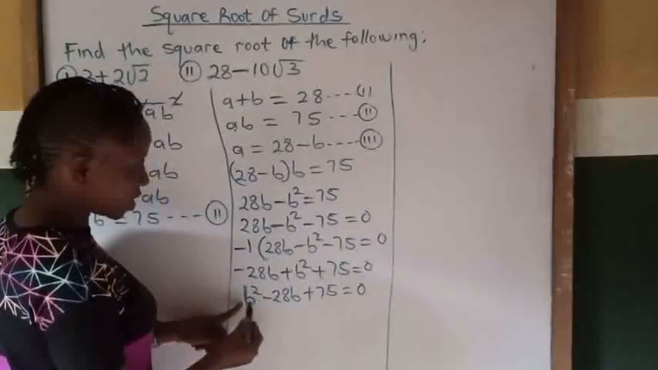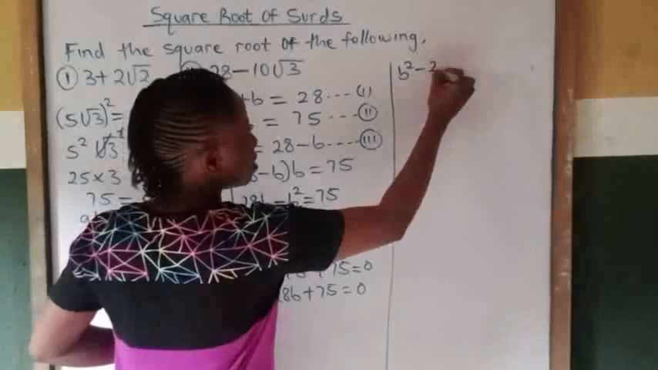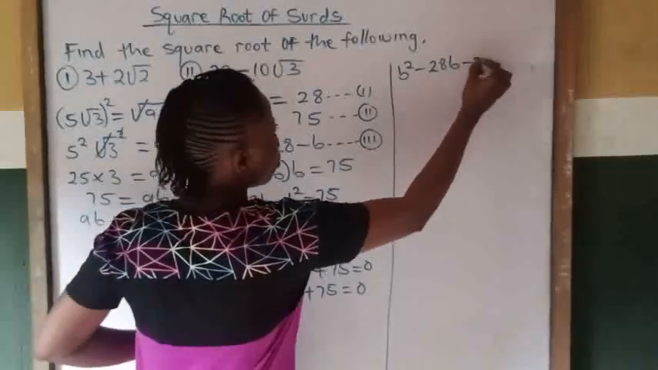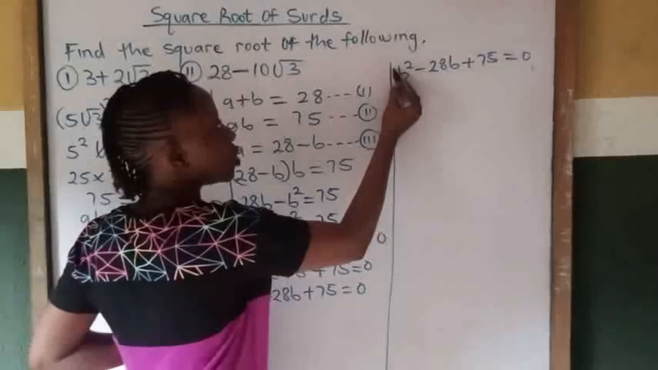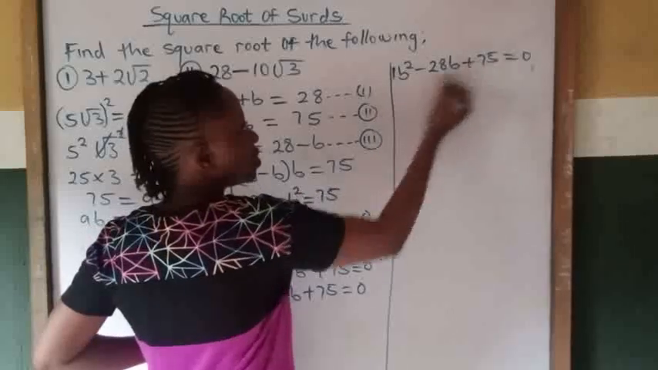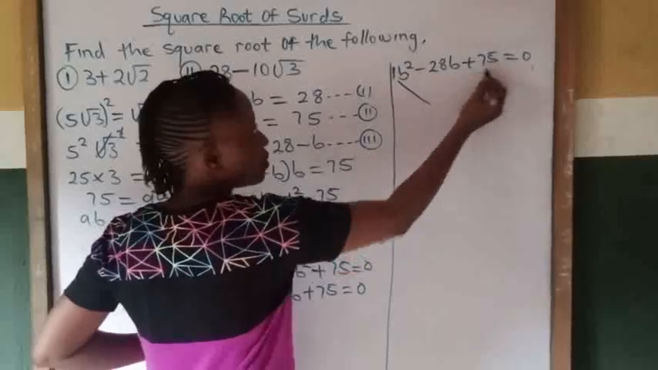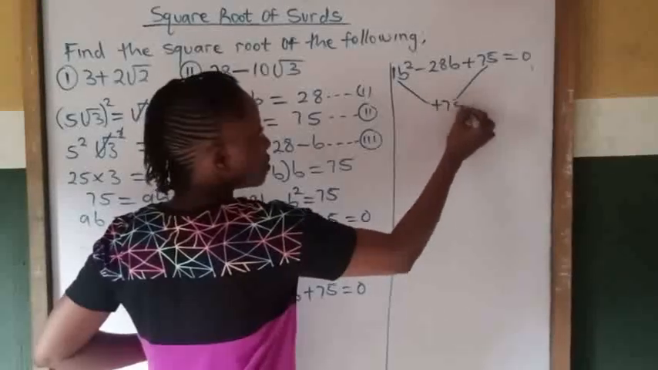So we are going to factorize b squared minus 28b plus 75 equal to 0. The coefficient of b squared is 1, and our constant value is 75. So 75 times 1 will give us plus 75.